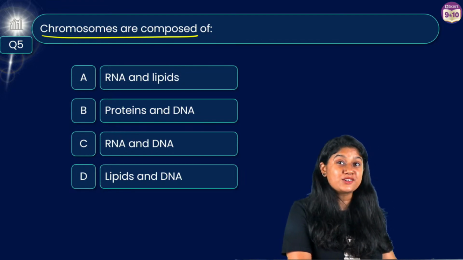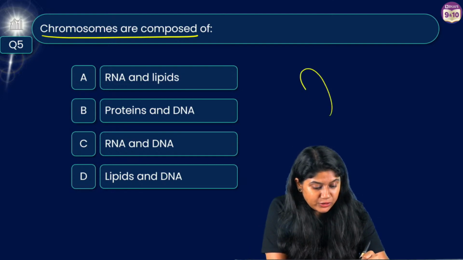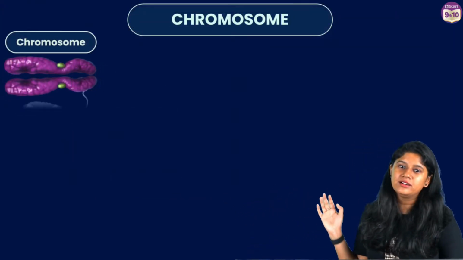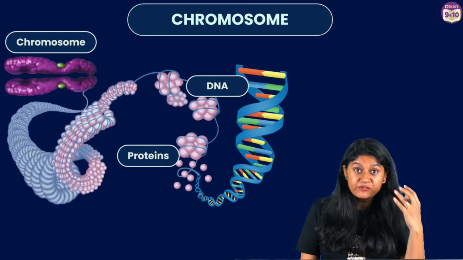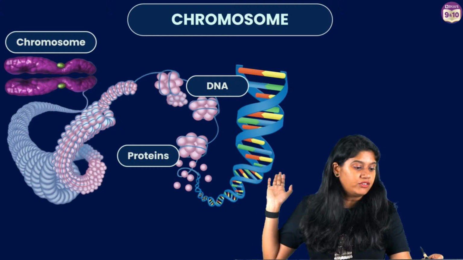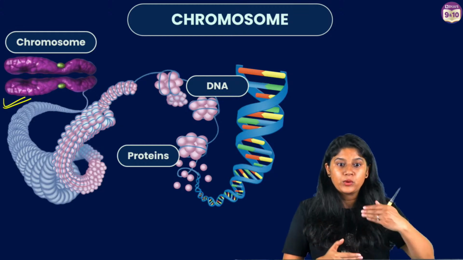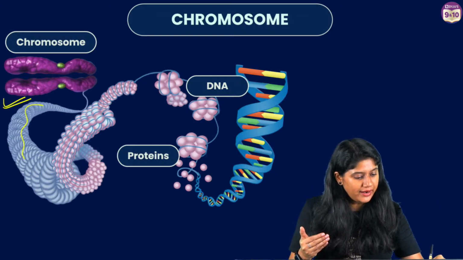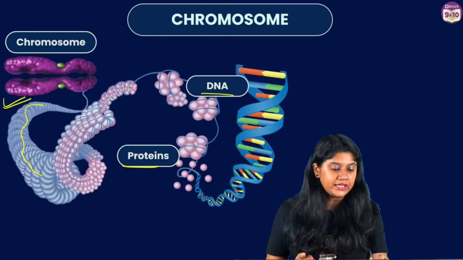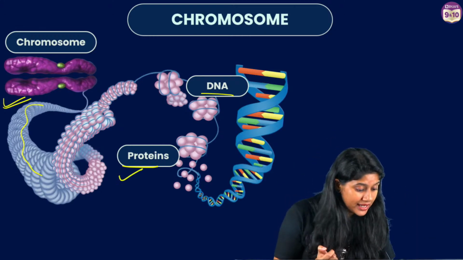RNA or lipids, proteins or DNA, RNA and DNA, or lipids and DNA. We're talking about the chromosome. So we all remember that chromosome is such a beautiful structure, the coil structure that we have, right? Of course, we have a better diagram over here, right? So we can see the chromosome in a cell only during cell division. That's a structure that we can see during the cell division. But once the cell division is done, what we will see is that it will be tangled, right? Of course, in thread-like structures that are made up of proteins and DNA. DNA will wrap around the proteins that are there.